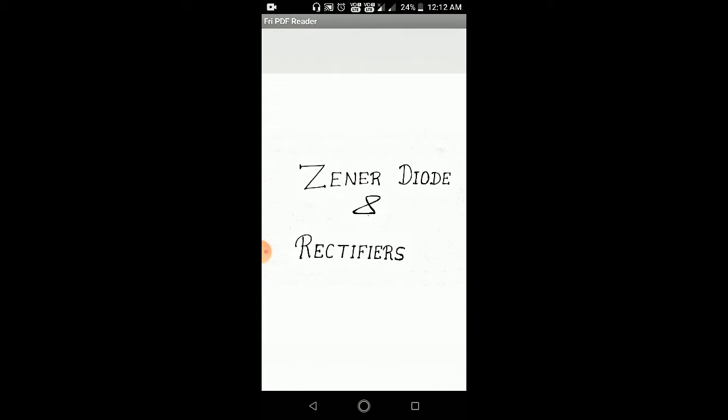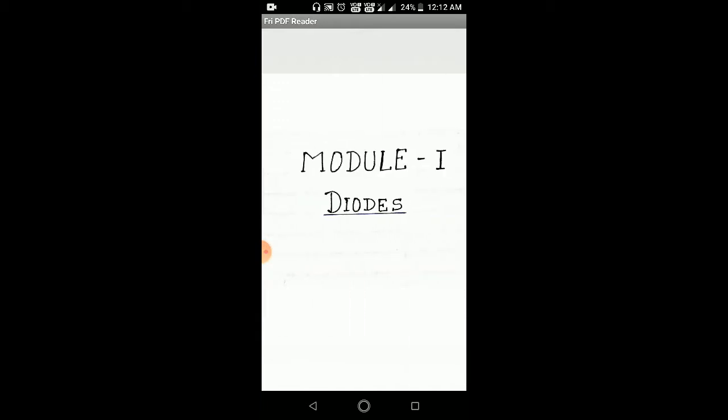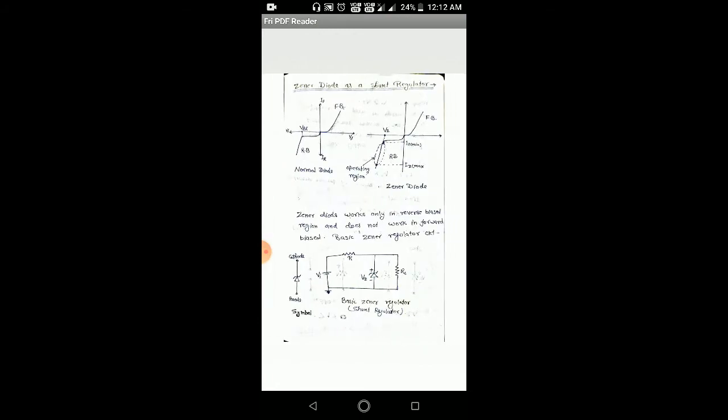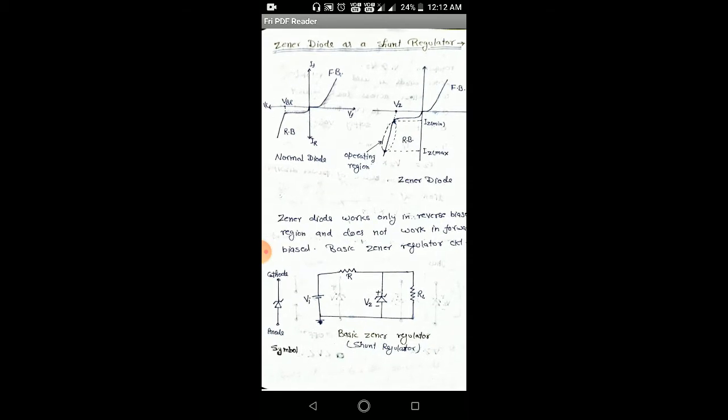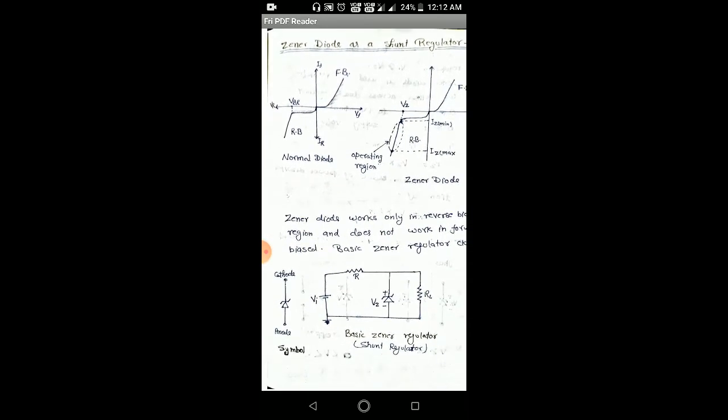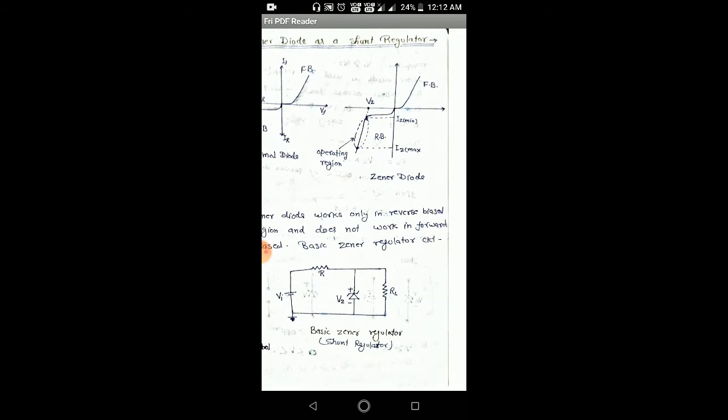In this lecture, I will discuss the Zener diode and rectifiers, the first module of the Basic Electronics Engineering subject. Here, first, I will discuss the Zener diode as a shunt regulator. Here, we can see the characteristics of the normal diode and the characteristics of the Zener diode.